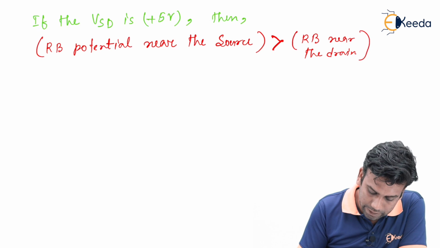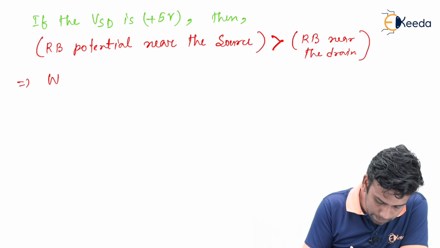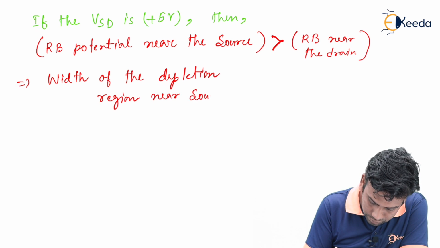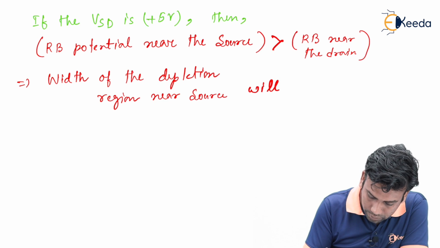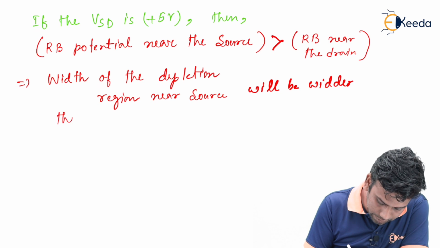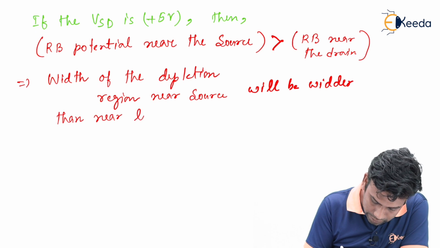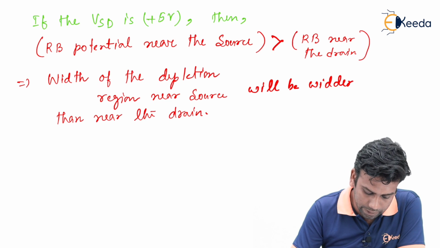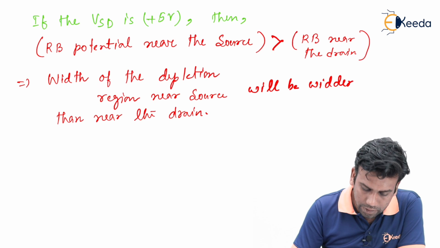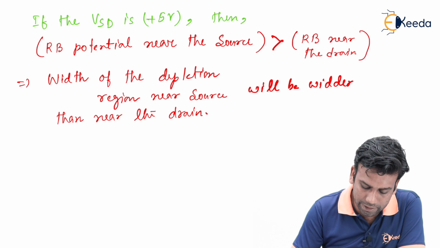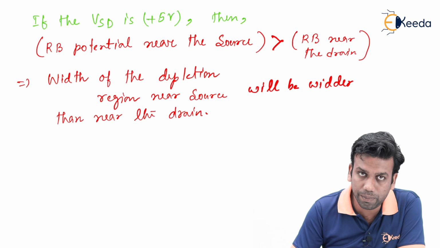That's why we can say the width of the depletion region near the source will be wider than near the drain. So using this concept, we can say that near the source the depletion region will be very wide, but near the drain the depletion region will be thinner.